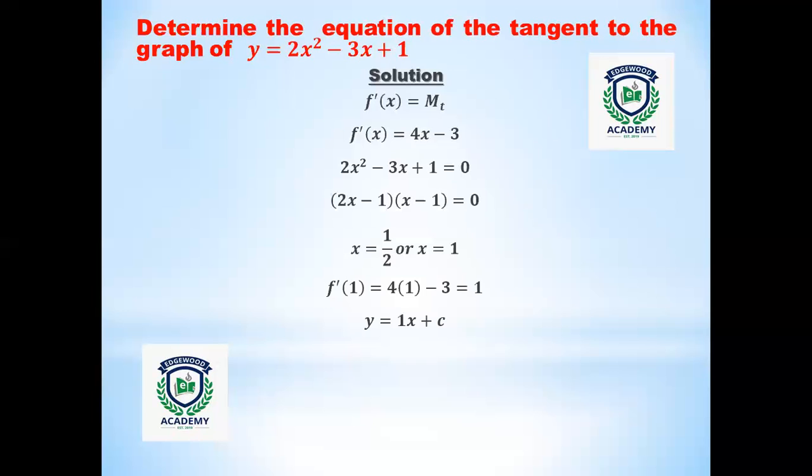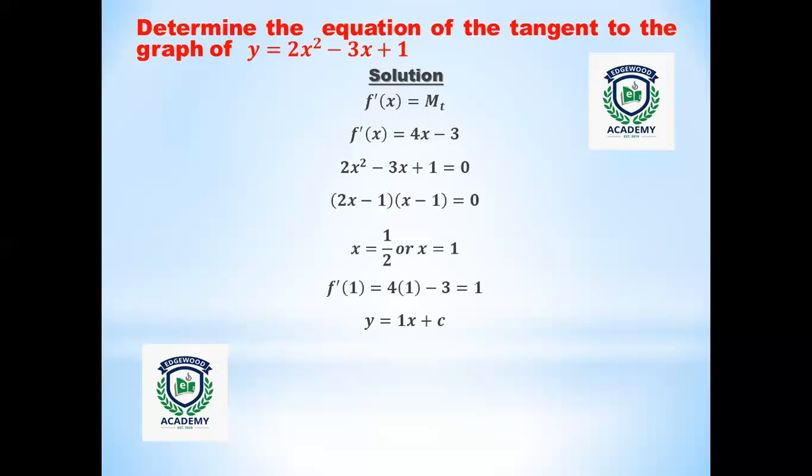So we take the highest value here. Between half and 1, the highest value is 1. So we substitute it into the derivative, we get the result to be 1. Okay, so it means that the first derivative, where we substitute x, the result is a gradient. Our gradient is 1. The equation of a tangent is y is equal to mx plus c, or f of x is equal to mx plus c.